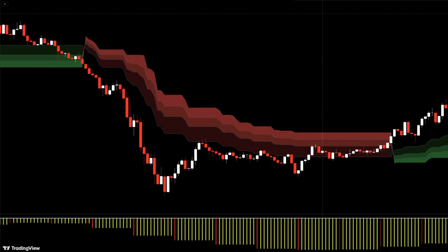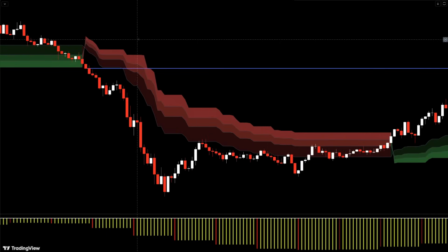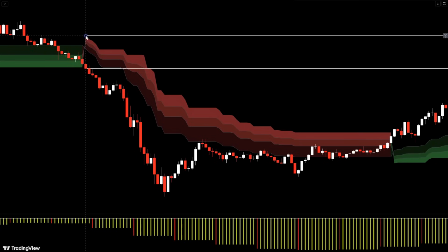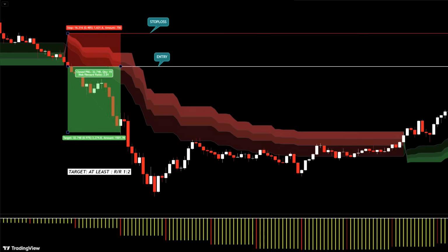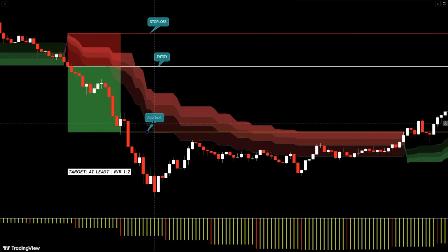For this specific strategy, here's how we handle the stop loss and take profit. For your stop loss, keep it tight but logical. Place it slightly above the red FTS for sell trades or slightly below the green FTS for buy trades. And that's the strategy. Simple, right? Two free indicators, clear rules, and you saw the results.